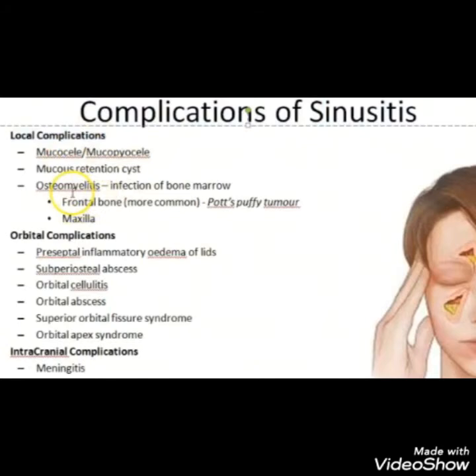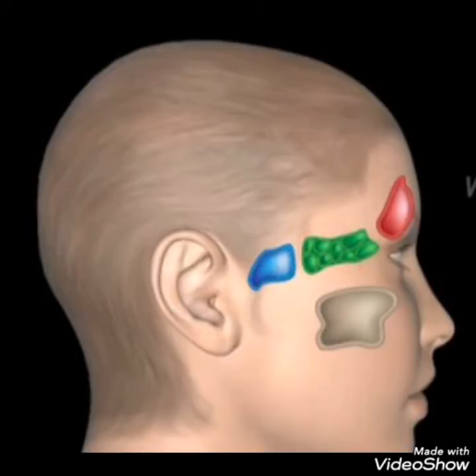Now let's understand the complication of sinusitis. When there is long and chronic sinusitis, as we all know, there are 4 types of sinuses that are hollow cavities in our skull. When the frontal sinus is involved, that can lead to infection of bone marrow, that is osteomyelitis. When the frontal bone is involved, there will be Pott's puffy tumor, that is a collection of pus. It is nothing, it is a collection of pus.